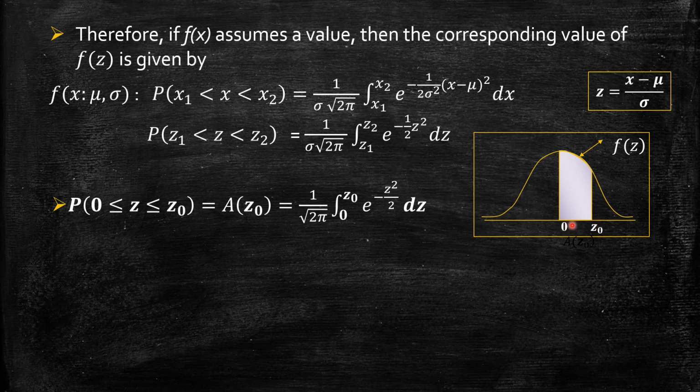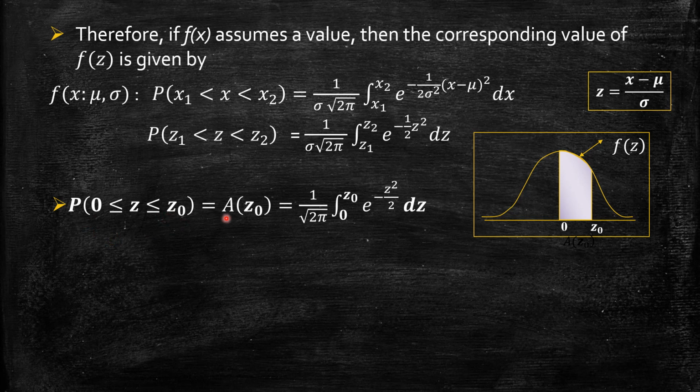So we denote the reference point as 0. If it is 0 to any point, we take it as A of z naught. So A of z naught means what? It is the area under the standard normal PDF from 0 to z naught, or in terms of probability, the probability from 0 to z naught.